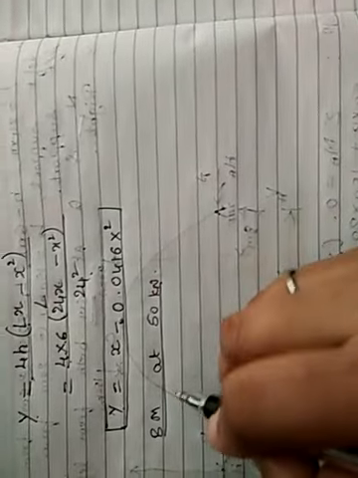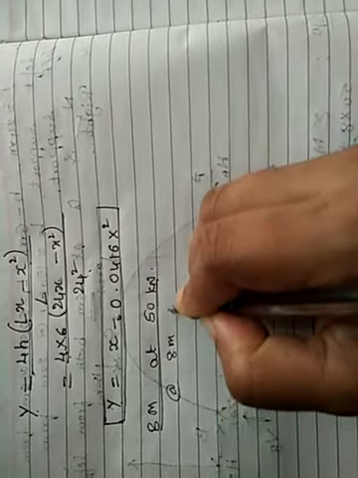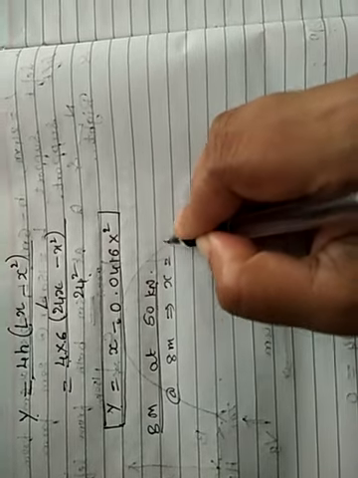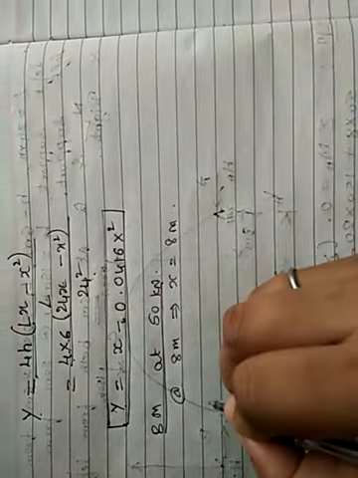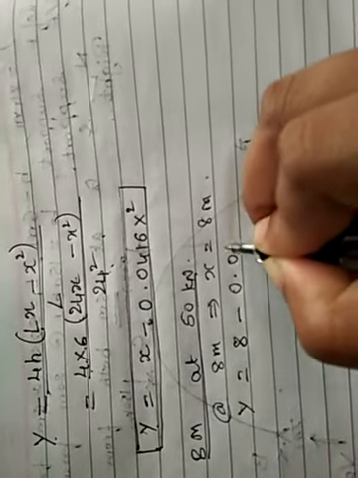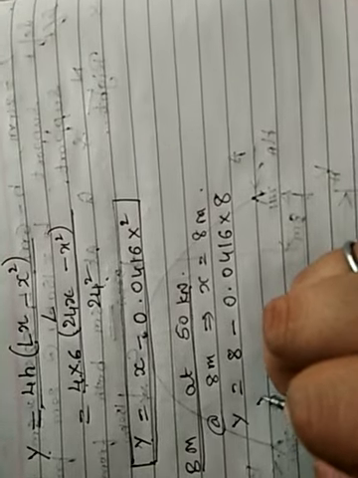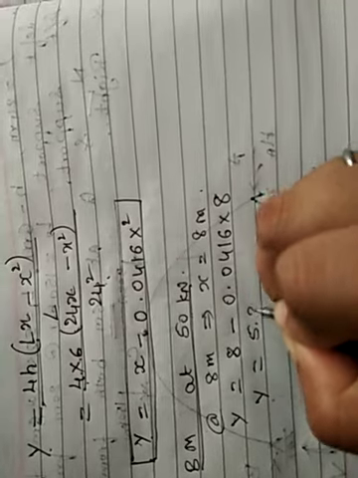Bending moment at 50 kilonewton. The 50 kilonewton load is acting at a distance of 8 meter, which means x is equal to 8 meter. Now let us substitute that in the above equation. y is equal to 8 minus 0.0416 into 8. So therefore y will be equal to 5.33 meter.